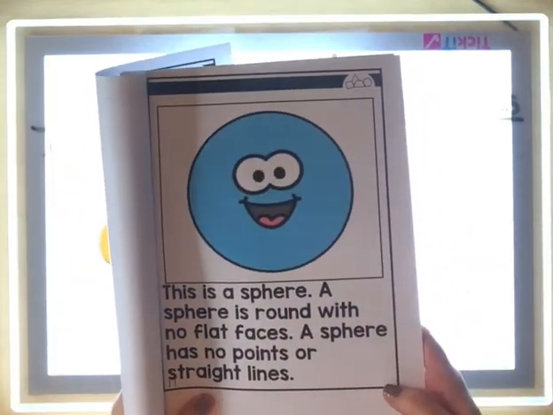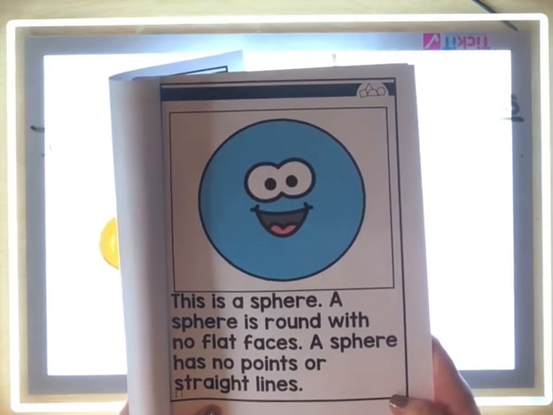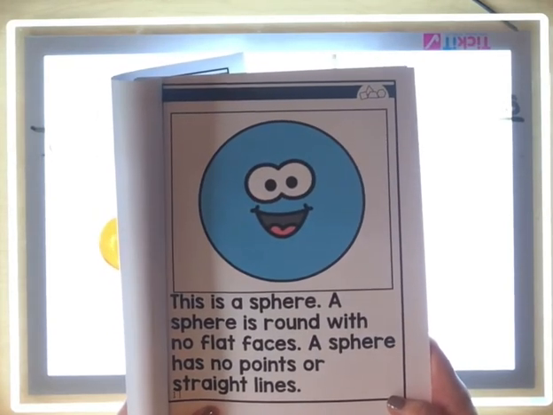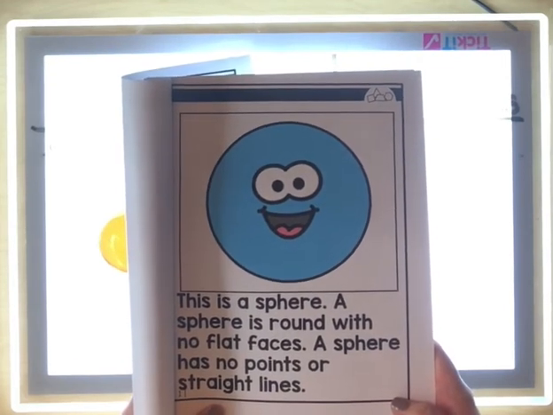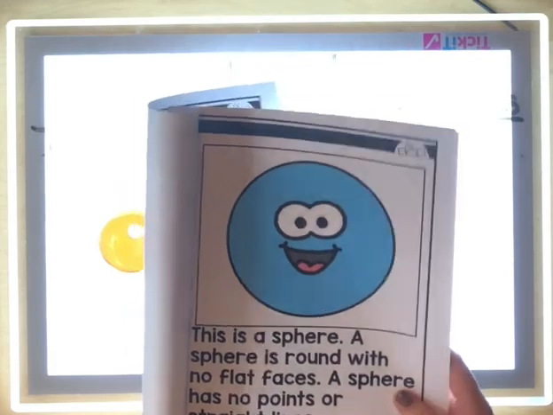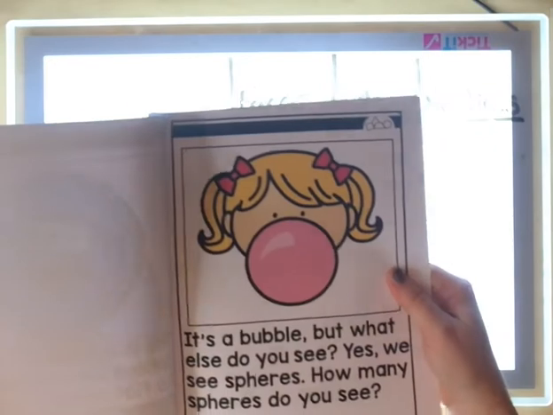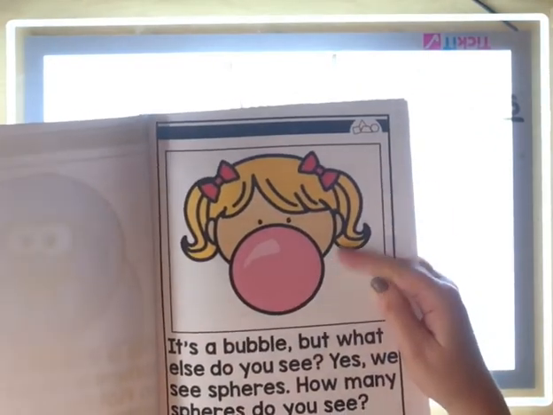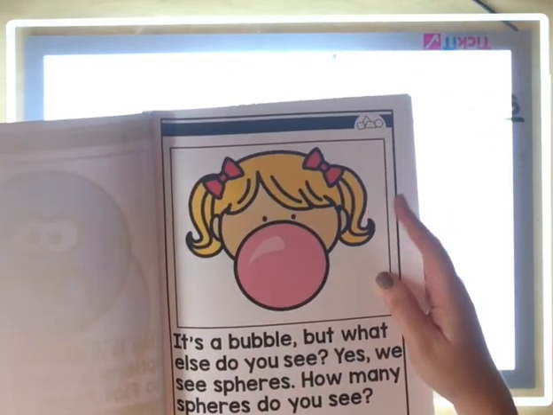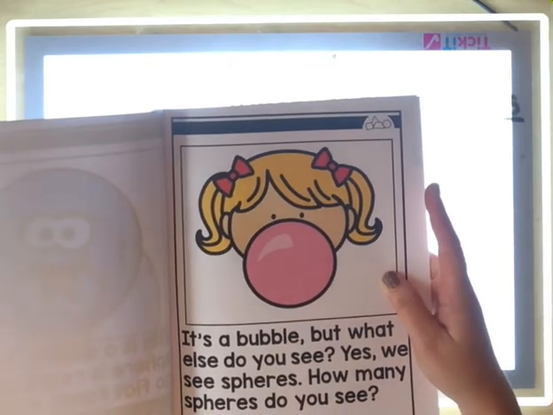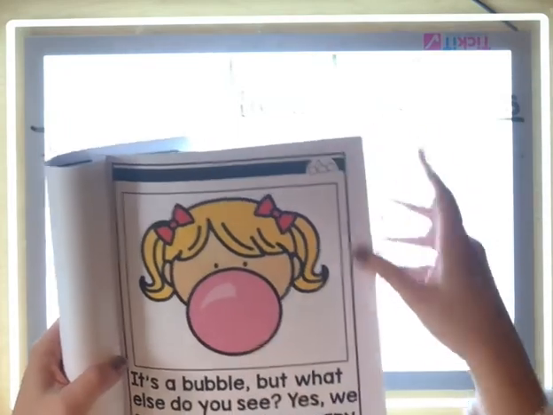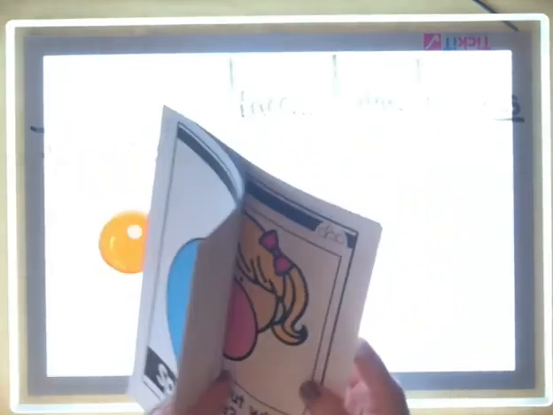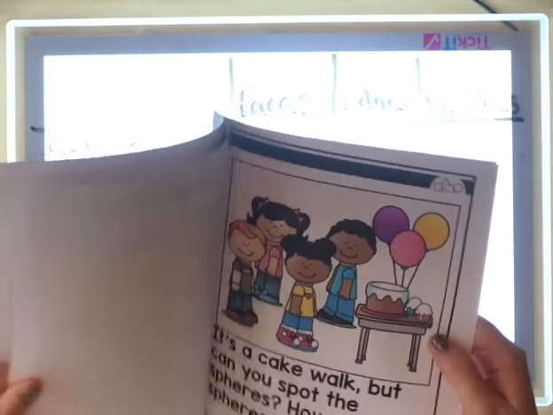This is a sphere. Can you say that word? Sphere. A sphere is round with no flat faces. A sphere has no points or straight lines. It's a bubble, look. But what else do you see? Yes, we see spheres. How many spheres do you see? Maybe you can see some spheres around your house.